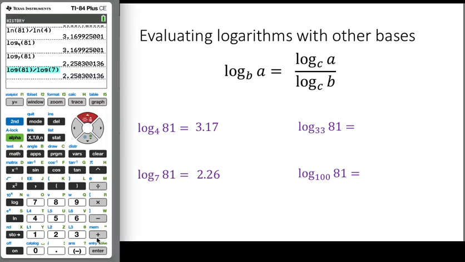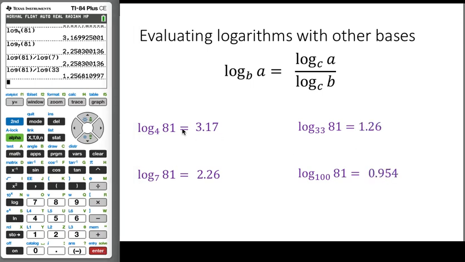All right, and let's just keep going. Log base 81 of 33, so it should be just over 1. And it is. And because 81 is less than 100, so it's less than 100 to the power 1, so it's got to be less than 1. Let's just check it. Log 81 divided by log 100. Perfect.